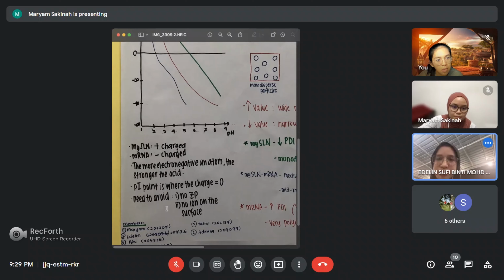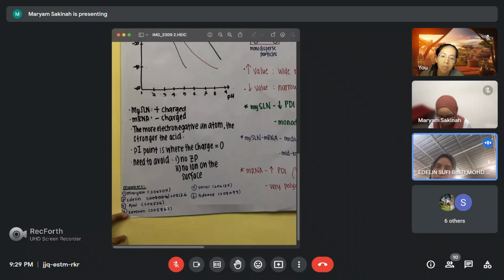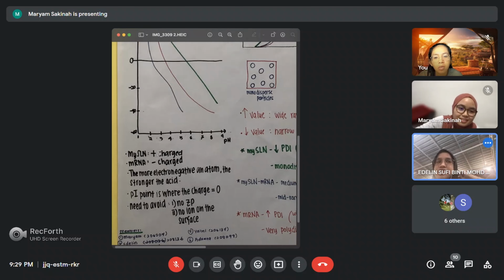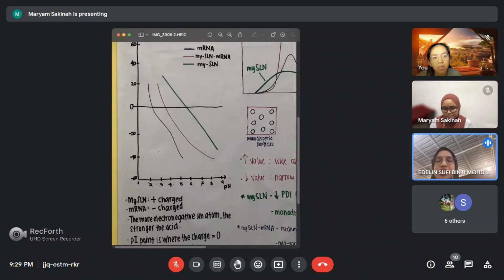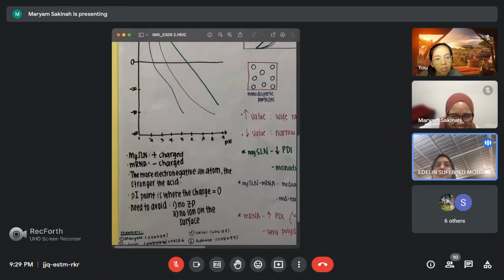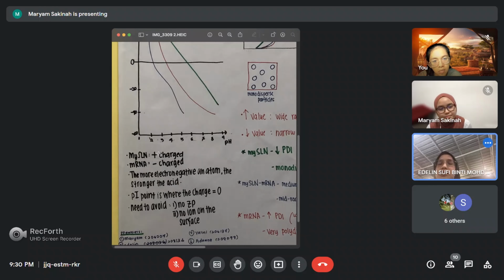So the PI point is where the charge is known as zero. So we need to avoid the PI point, because with zeta potential we determine the charge of the nanoparticle. If there's no charge on the surface, we can't determine the zeta potential, as we couldn't identify the pH of each of the nanoparticles.